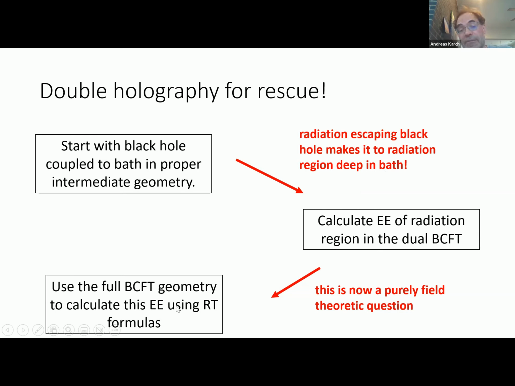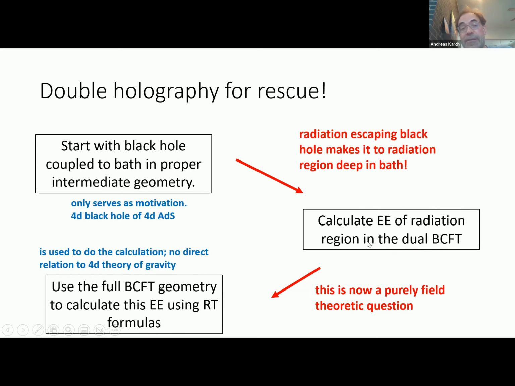So the black hole lives in a different geometry than the one where you're doing the calculations. But in the end, you answer the field theory question, and it doesn't matter which geometry you use to calculate it. So at some level, the intermediate picture geometry was only there to motivate why this particular entanglement entropy is an interesting question. And the full BCFT calculation was then used in order to get the right entanglement entropy. And whatever you find for the time evolution of the entanglement entropy is the right answer. You can call it a Page curve from the intermediate point of view. You wouldn't call it a Page curve from the BCFT point of view, but who cares? It's the same curve in any case.